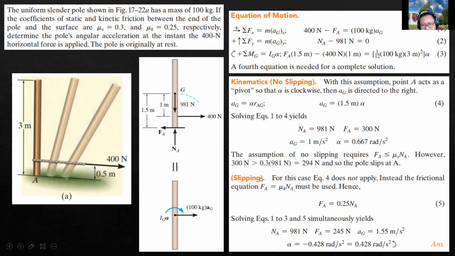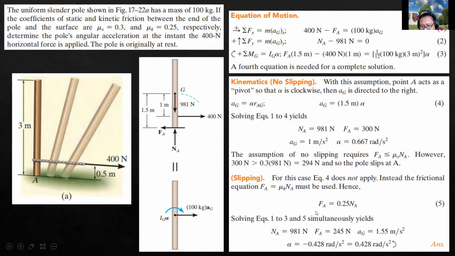So in this case, we need to do the calculation for the slipping condition. Since we know that equation number 4 is not applicable, because our assumption is not valid anymore, because FA is greater than mu S times NA, we need to use this particular equation, FA equals mu K times NA.